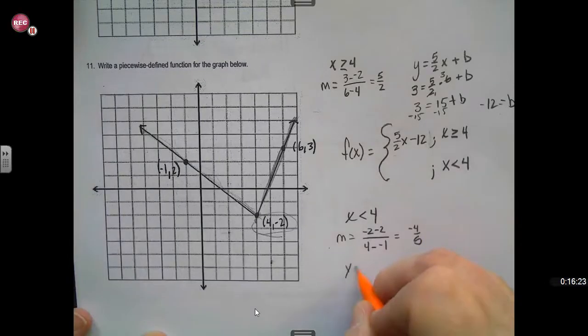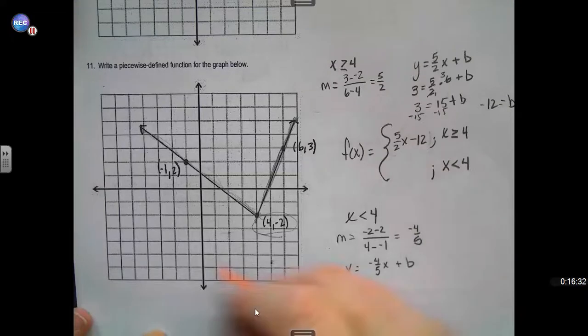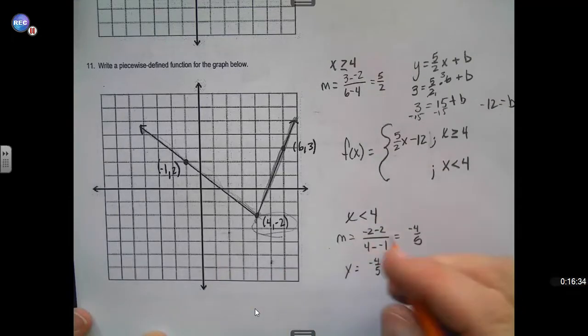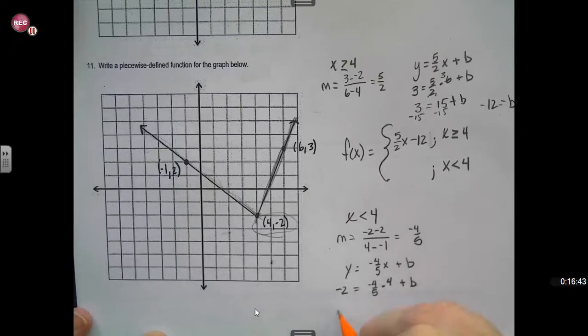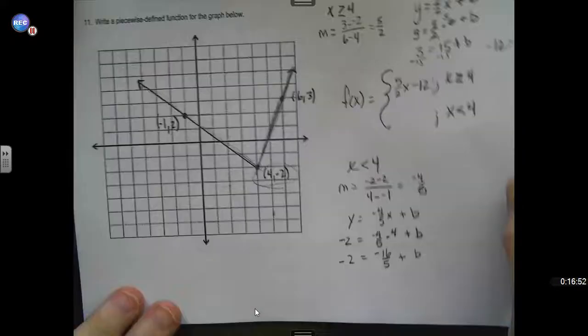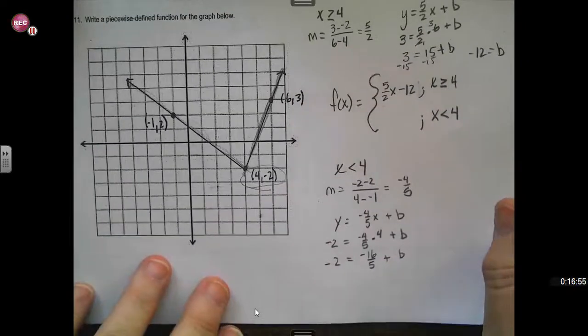So I have y equals negative 4/5 x plus b, and now I plug in one of those points. I'll plug in 4, negative 2. Negative 2 equals negative 4/5 times 4. So negative 2 equals negative 16/5 plus b. I'm running out of room. I did not plan my space accordingly.